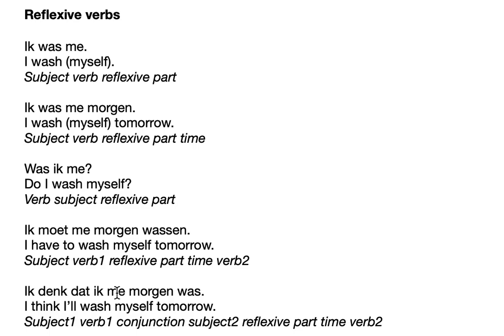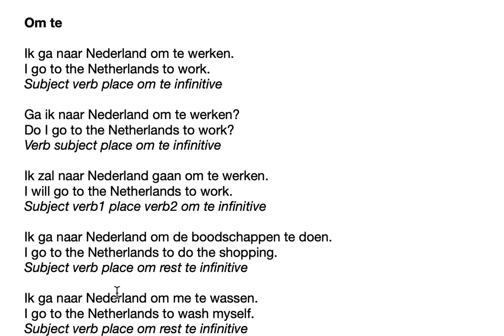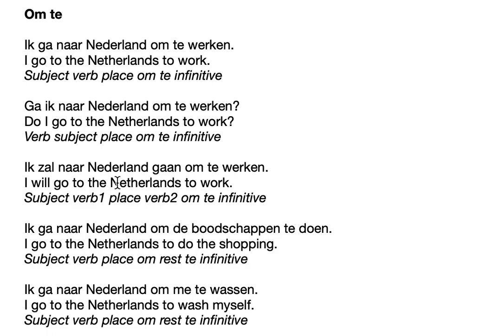Let's go to a tricky part in the word order. Ik ga naar Nederland om te werken. This is with om te. Om te, you can translate it as in order to, but it's not always translated literally like that. And there's a video about it. You can find a link in the description to know more about this translation. But let's take a look at the word order here.